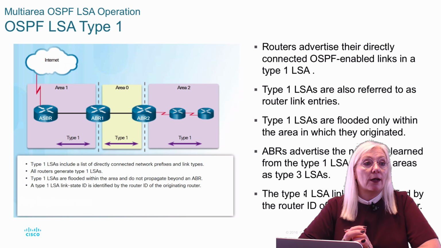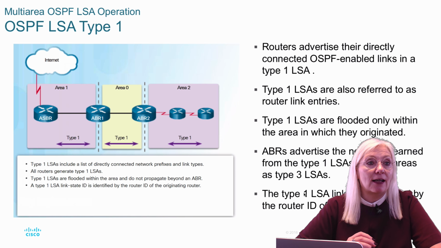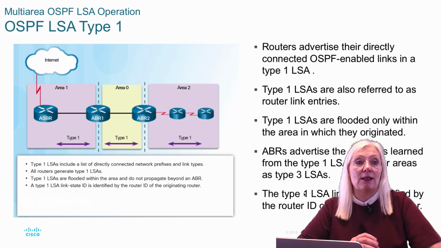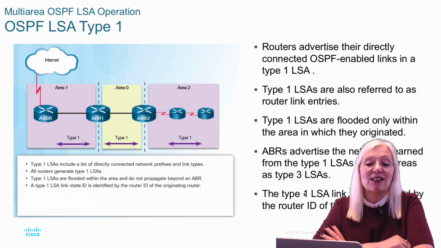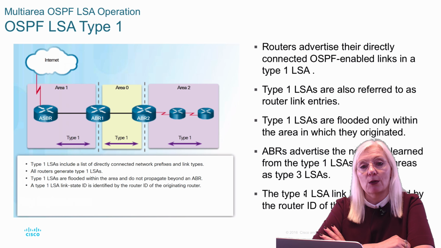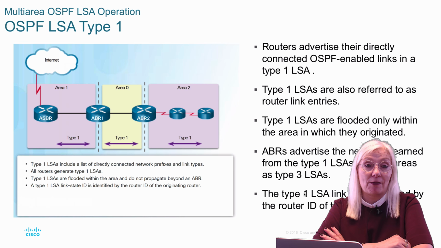A type 1 LSA link state ID is identified by the router ID of the originating router. So this is the normal one. This is the one that we are also using when we have single area OSPF.